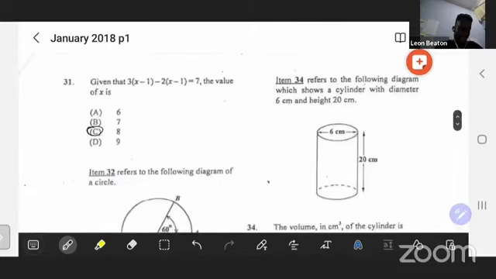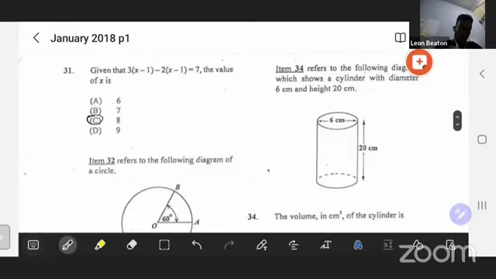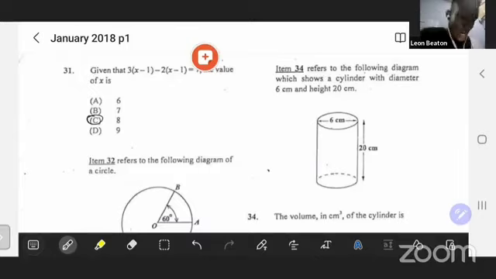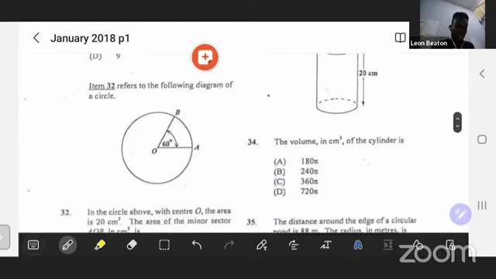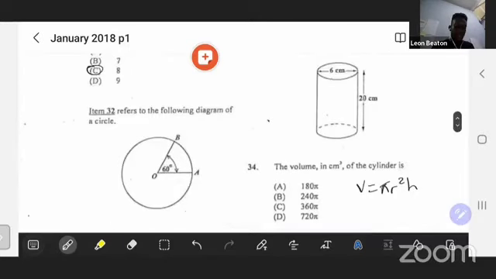So number 34. Item 34 refers to the following diagram, which shows a cylinder with diameter 6 cm and height 20 cm. The volume in cm cubed of the cylinder is, so to find the volume of a cylinder, volume is equal to pi r squared h, which is just the area of the circle times the height. That is what the formula is saying.